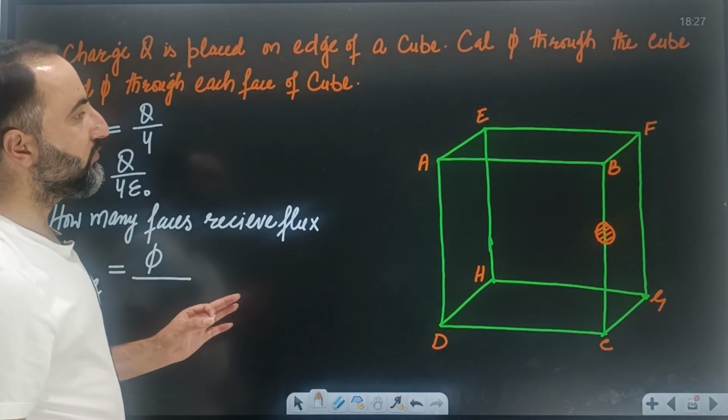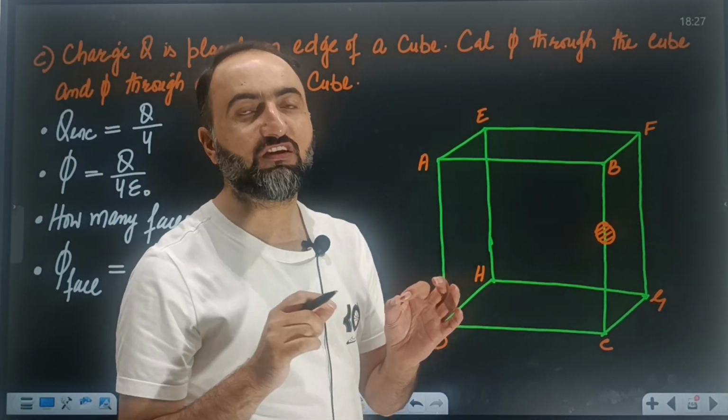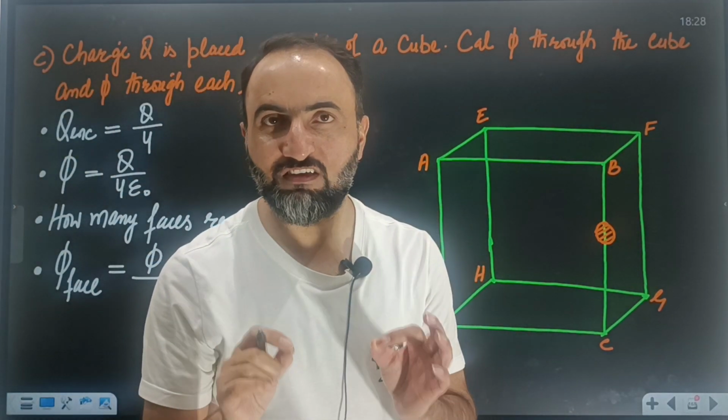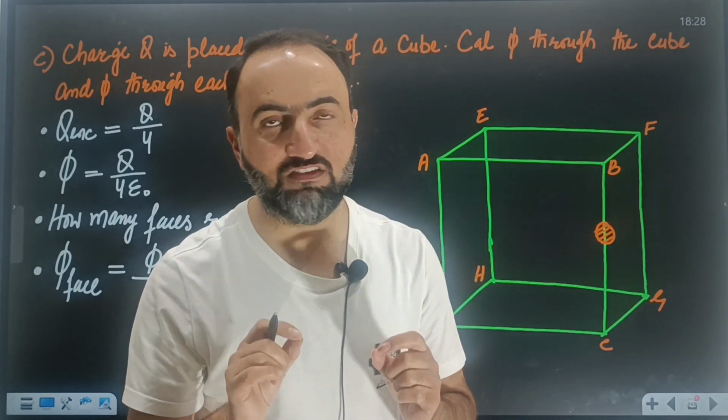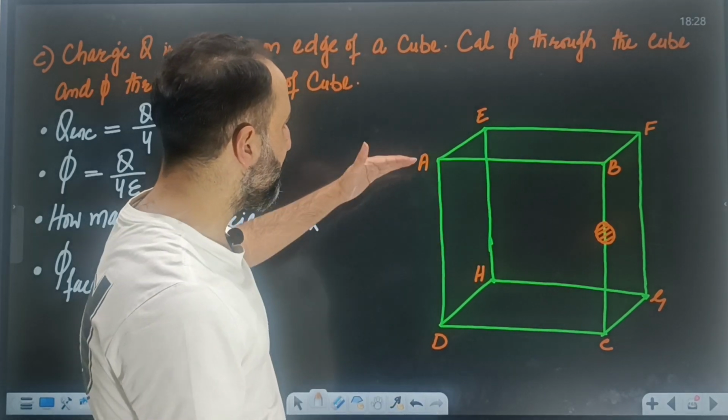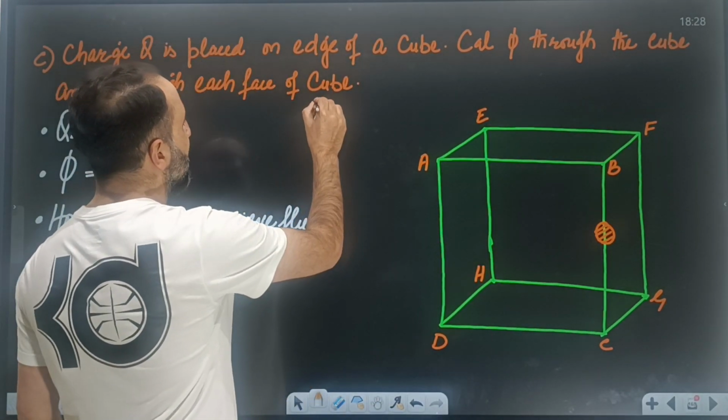Now out of these 6 faces, how many faces will receive the flux? The adjacent faces will not receive flux. The non-adjacent faces will receive the flux. Then the flux through this ABCD, let me write it here.